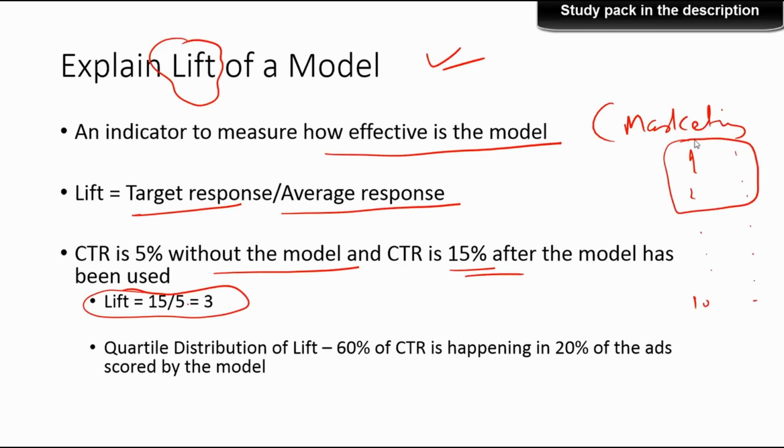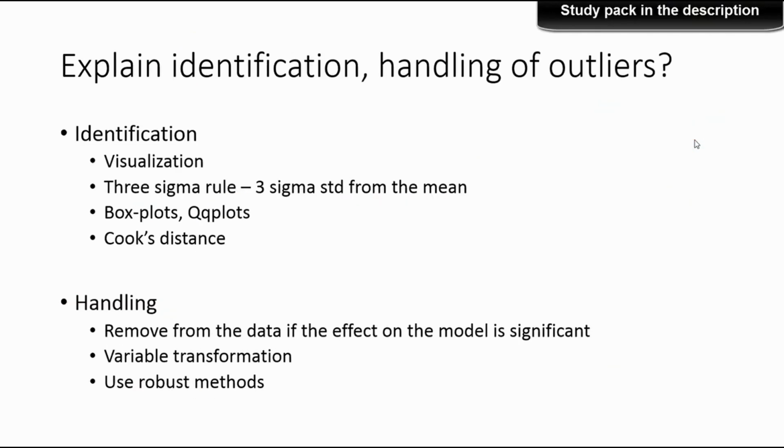And that would be very useful because given the cost involved in marketing programs or handling risk, it is always good to look at only the top deciles. And what is the click-through rate in the top deciles is very important from a strategy point of view. So for instance, we can say that 60% of this CTR, or click-through rate, is happening in just the 20% of the ads, or the top two deciles which have been scored by the models. So that's exactly what lift is used for.